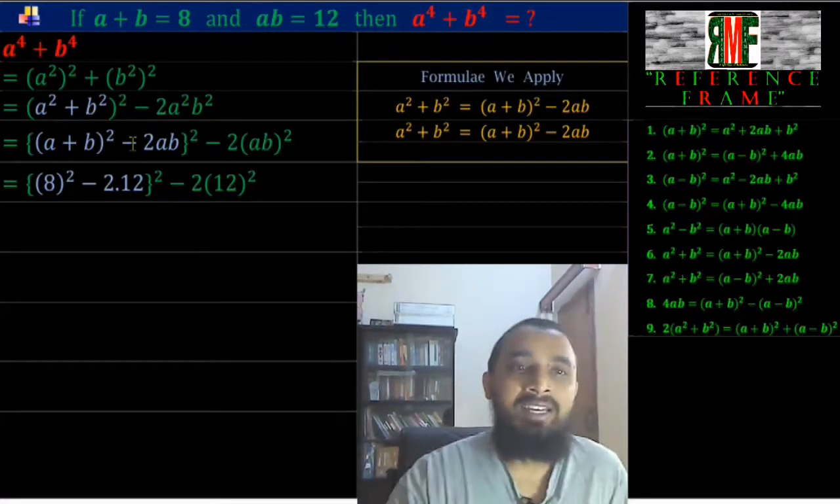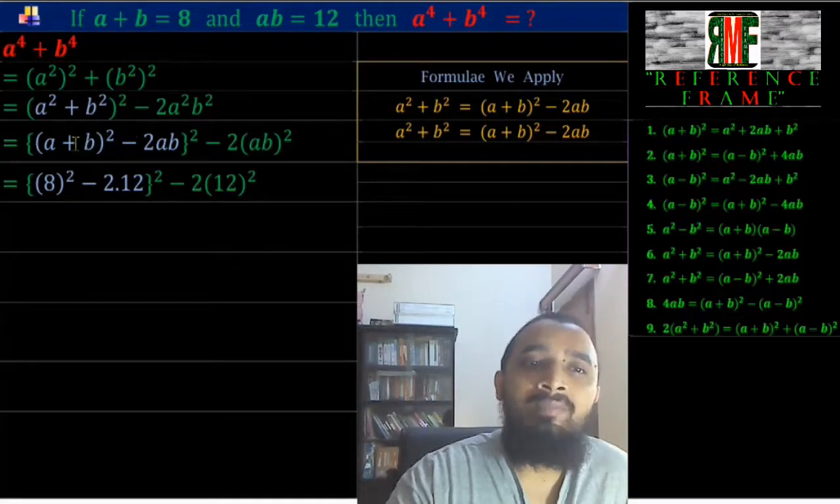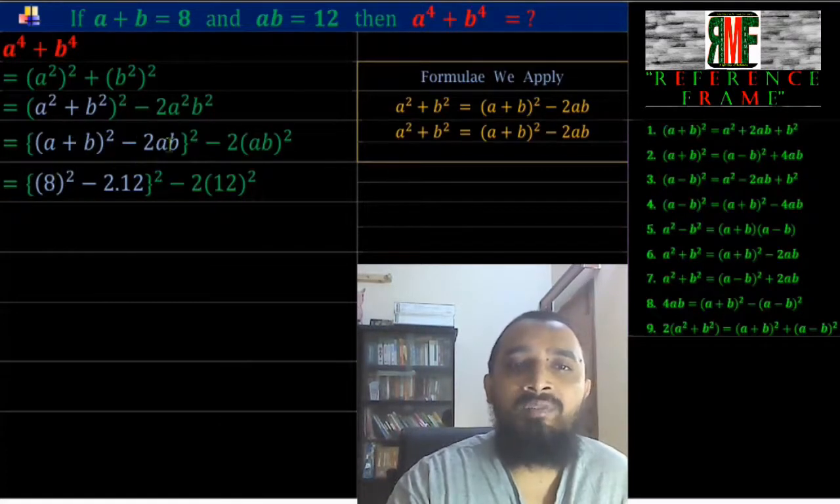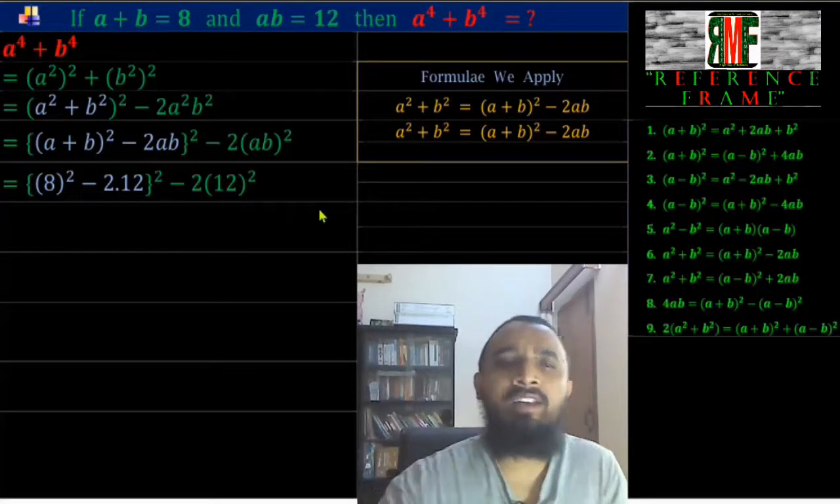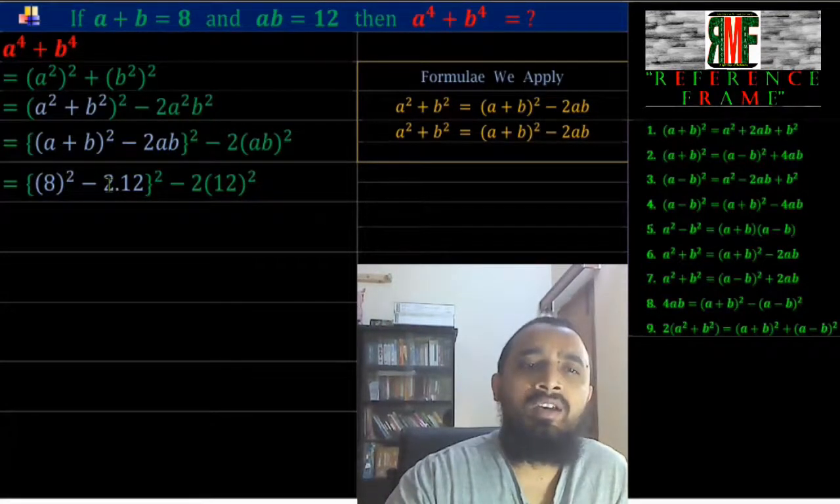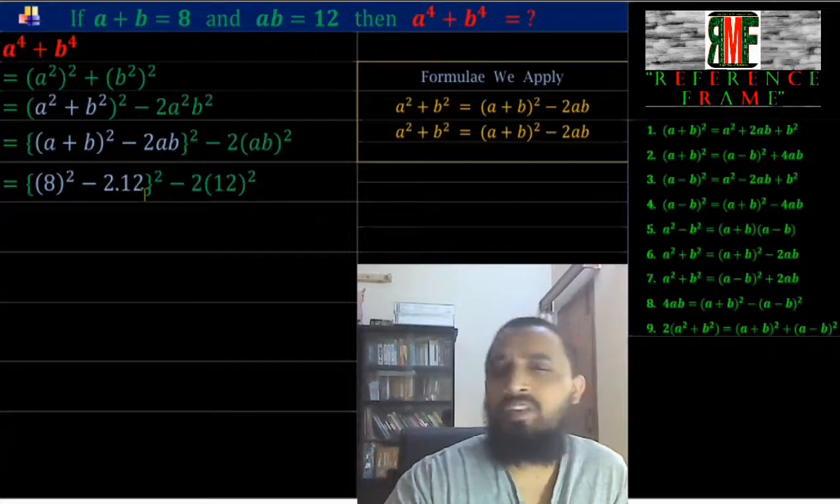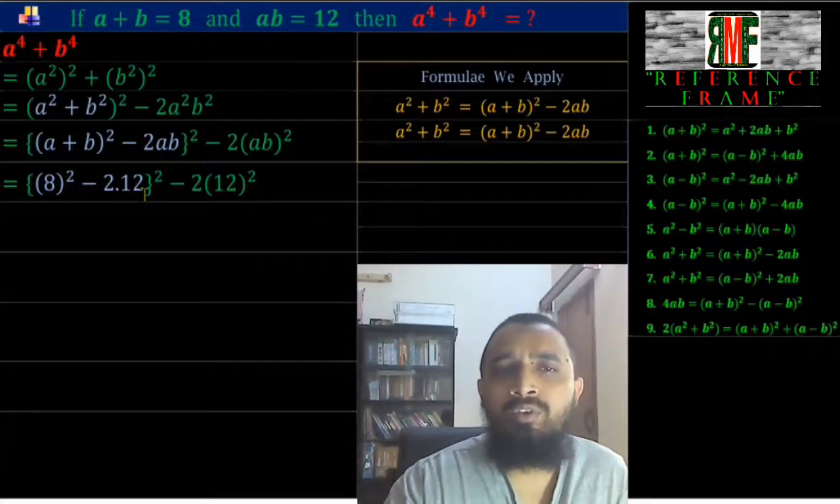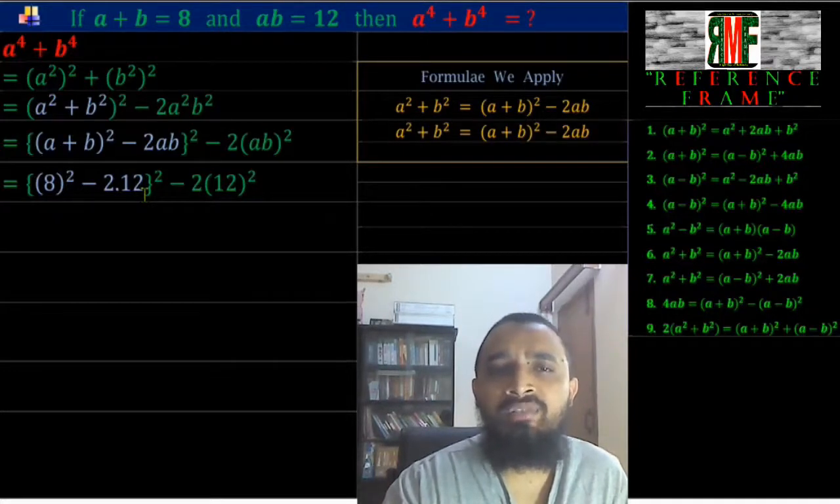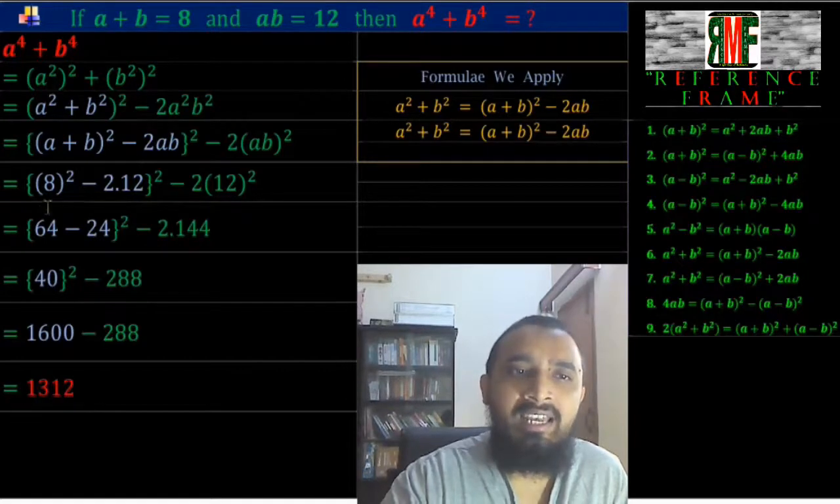Okay, so we just put down the value of a plus b, which is 8, and the value of 2 into ab, which is 12. Everywhere, we just put down the given value. So 8 squared, which is 64, minus 2 into 12, which is 24, and 2 into 12 squared, which is 144. Now 64 minus 24, which is 40. So 40 squared minus 2 into 144, which is actually 288.